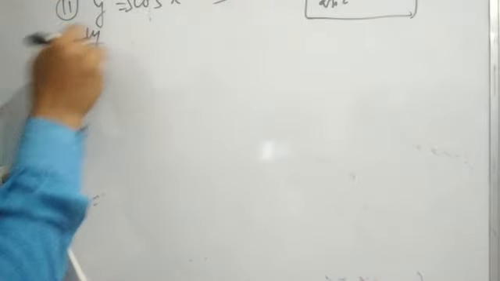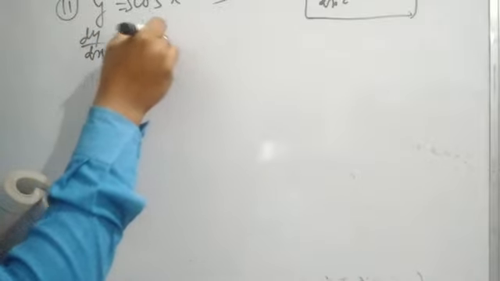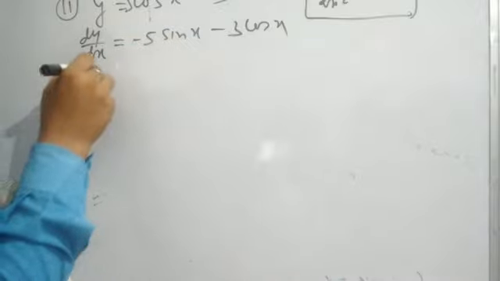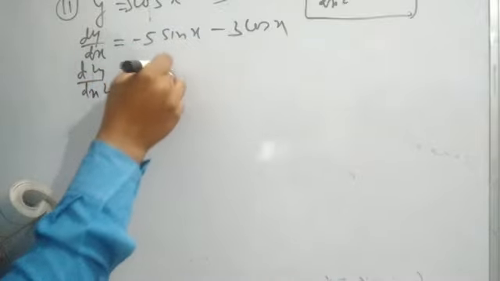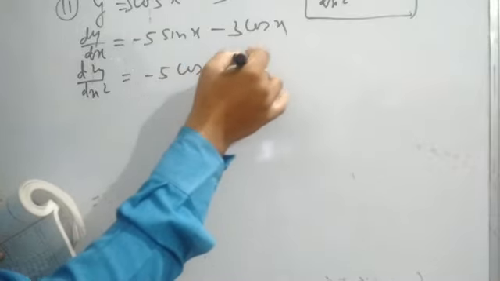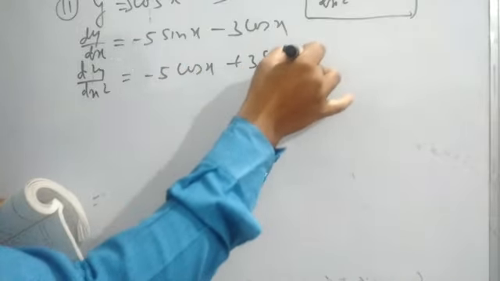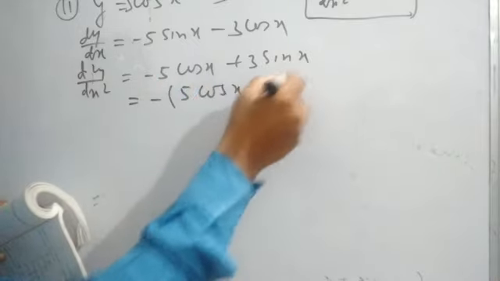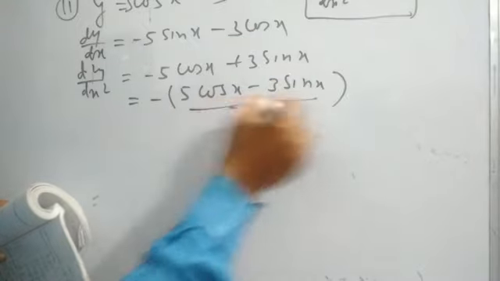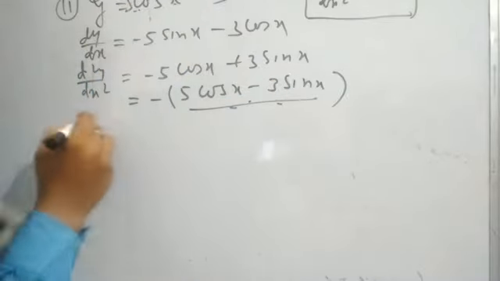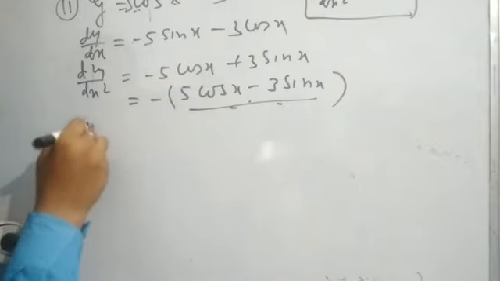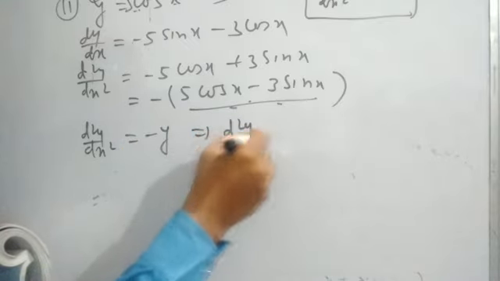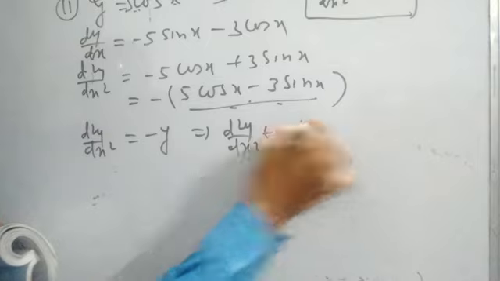At first you have to find dy/dx, which is minus 5 sin x minus 3 cos x. Again find d2y/dx2, which is minus 5 cos x plus 3 sin x. We will take minus common: minus of 5 cos x minus 3 sin x. This part is nothing but y, because y is equal to the same. So in this place we can put y, so d2y/dx2 is equal to minus y, that is d2y/dx2 plus y is equal to 0.